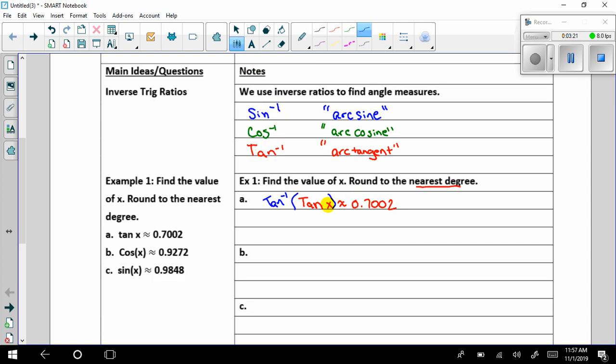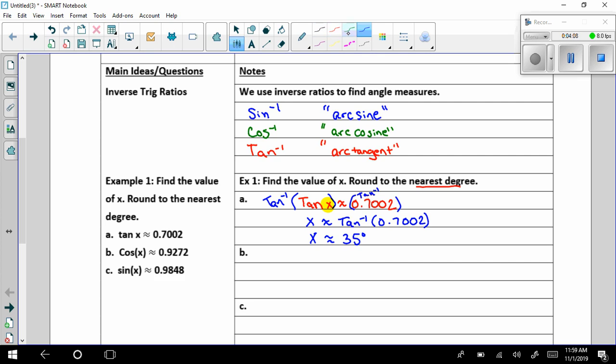Well, what you do to one side, you then have to do to the other. So we're also going to take tangent -1 here. So x is approximately the inverse tangent of 0.7002. That you'll type in your calculator. So you'll hit second and then tangent in order to get that functionality. So practice typing that in. You should get x is approximately, technically, 35 degrees. I got 34.999, so round that up to 35.